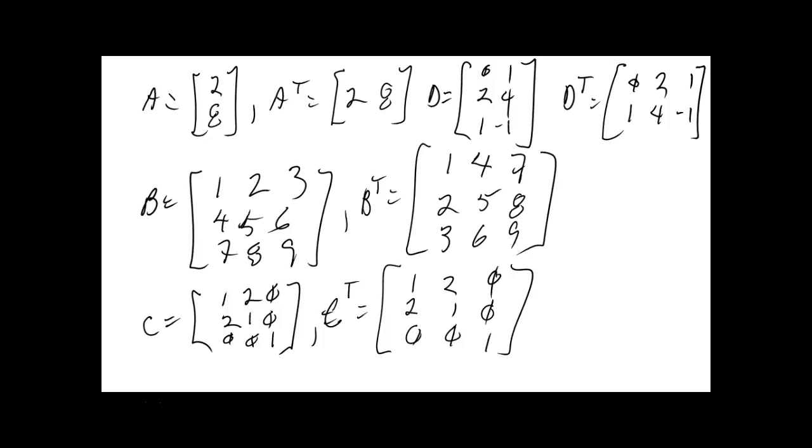It's got to be square, and Aij is equal to Aji for every one of your i's, as long as the i's and j's are not the same. If they're the same, they're the same. All right, so let's look at some properties of transposes.